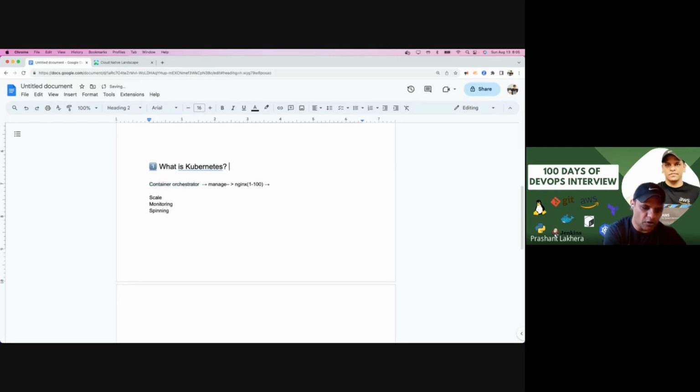If you look at the Docker ecosystem, they have something called Docker Swarm, which I haven't used much, but its use case is pretty simple. It's not as complex as Kubernetes, but Kubernetes provides a lot of functionality. And what are those functionalities? We are going to see them in the next 8 questions.